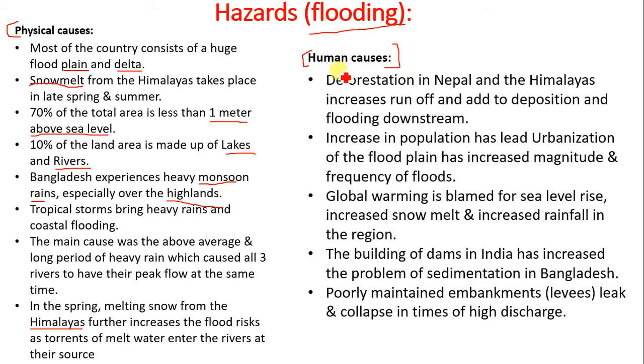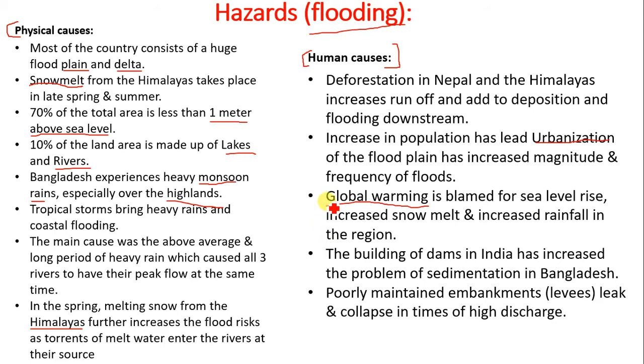Then we now have human causes, which has to do with deforestation in Nepal and the Himalayas, which increases runoff and deposition on the floodplain downstream. Increase in population has led to urbanization of the floodplain, which has increased magnitude and frequency of flood. Global warming is blamed for the sea level rise, increased snow melt, and increased rainfall in the region.